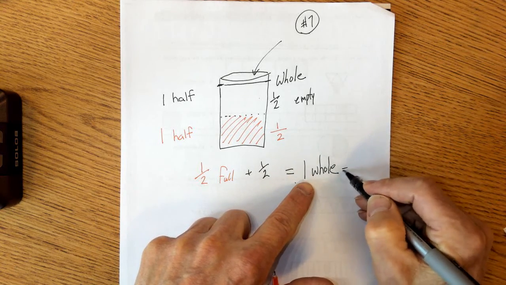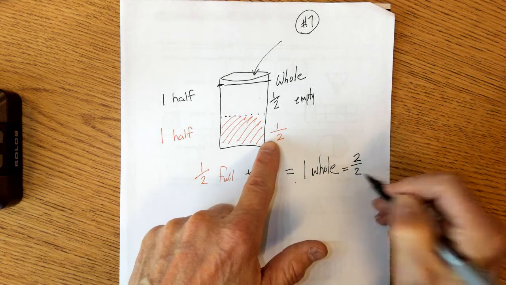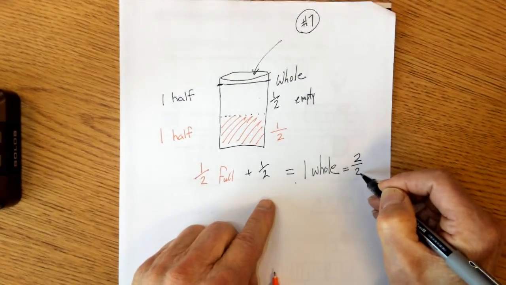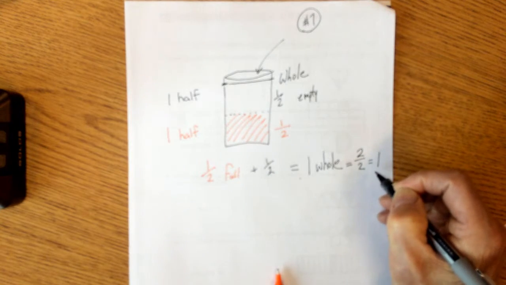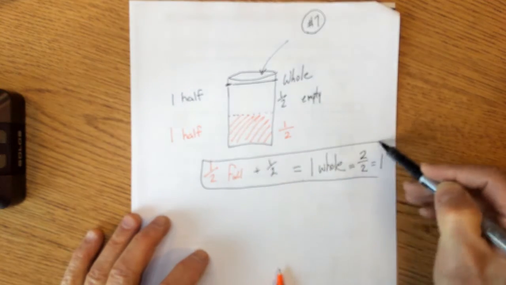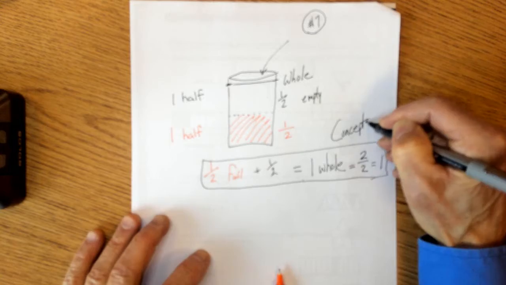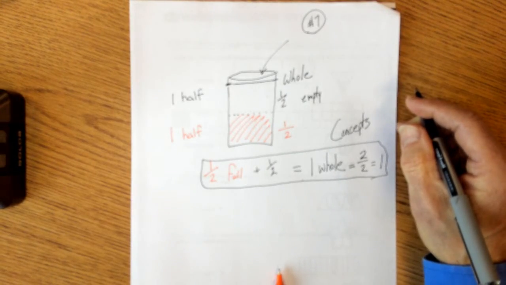We could also say it like this. 1/2 plus 1/2 is equal to 2 halves, which is equal to the whole thing. Or we could say is equal to 1. This is a big idea. And we call big ideas in math, sometimes, concepts. Anyway, that's the big idea. And we'll be working with this over and over again today in a way that I think is fun. Let's take a look.